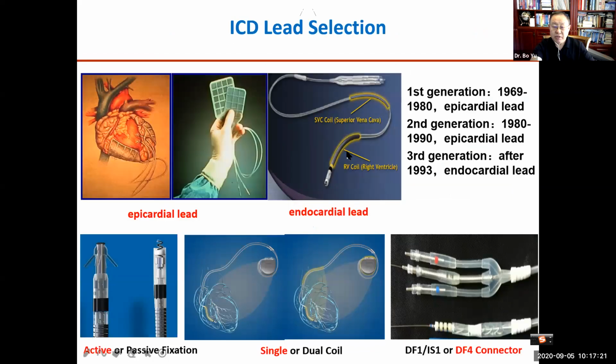As for the lead selection, as you know, the lead developed in 3 stages. The first and second generation leads are epicardial leads. The third generation lead, starting from 1993, is the endocardial lead. Endocardial leads can be divided into active or passive fixation, single or dual coil, and for the pins, they can be divided into DF1 or DF4 connectors.